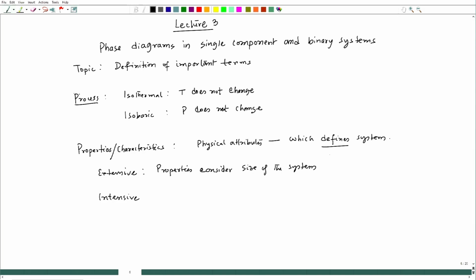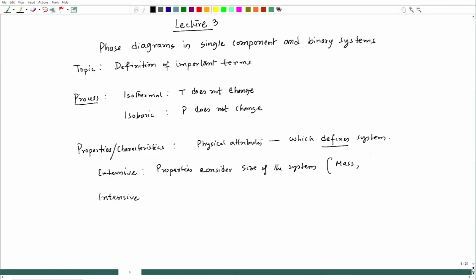For example, like mass. One system has a low mass, another system can have more mass. So that means the mass changes the size of that particular system. Then we can also have, for example, when we talk about free energies like G, like H, like entropy, those parameters will be extensive quantities because those will be dependent on the size of the system.